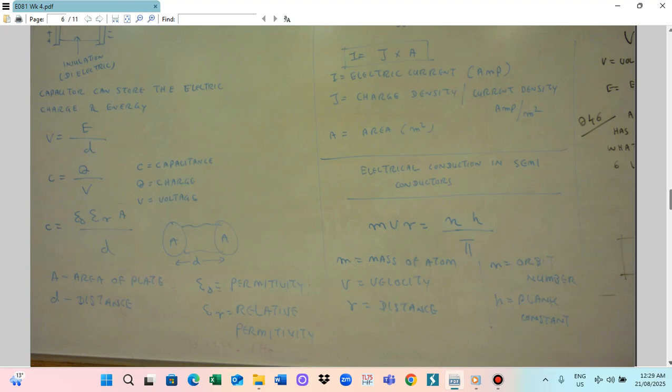MVR equals NH divided by pi. M is the mass of the atom, V is the velocity, R is the distance, N is the orbit number, H is the Planck constant. So this is the equation to calculate the electrical energy flow, the electrical current flow in the semiconductor.